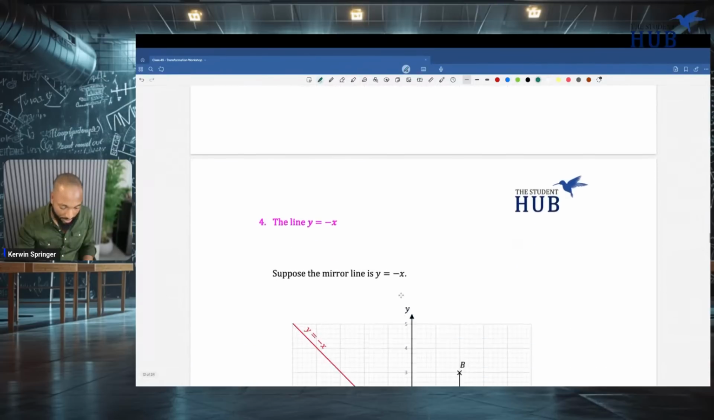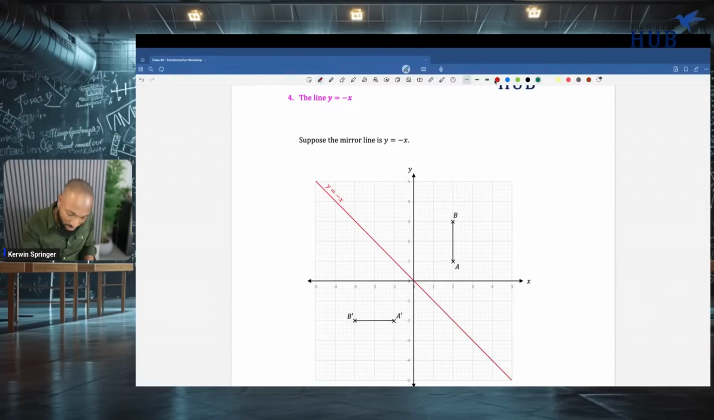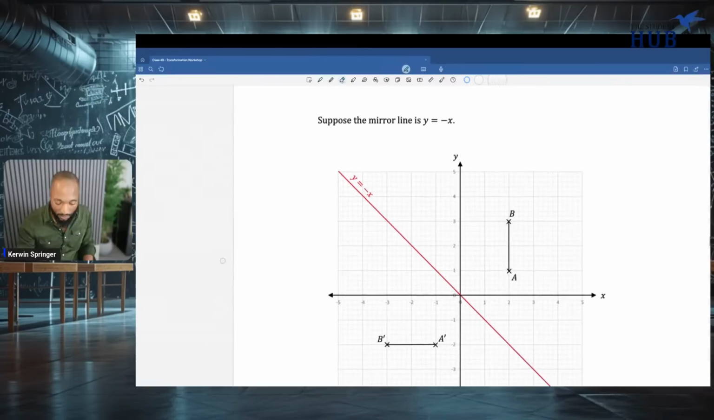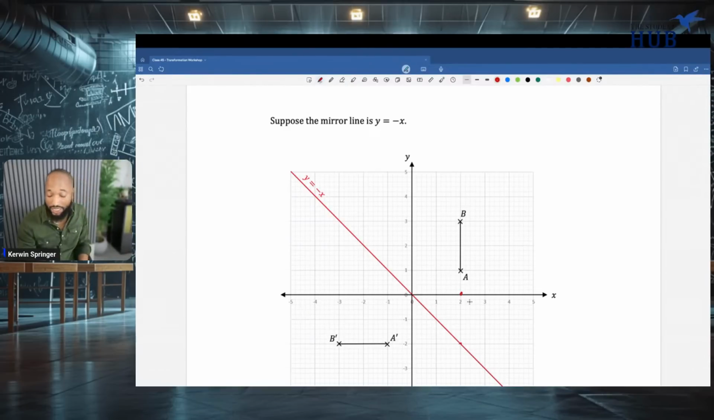This is the line y is equal to -x. Remember, we just did the line y is equal to x that looks like this. The line y is equal to -x is just the flip of that. All along this line, y is equal to the -x value. So if x is 2, y is -2. But the same vibe happens, actually the other way, when you reflect something.